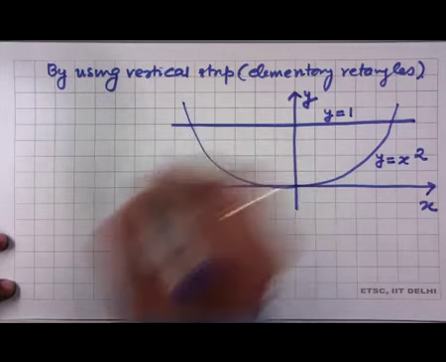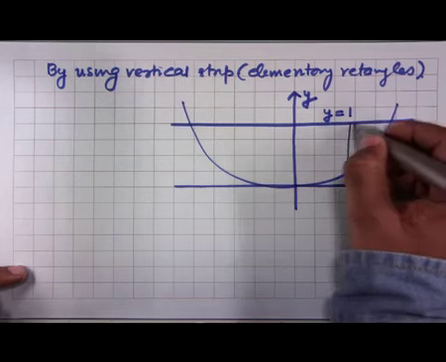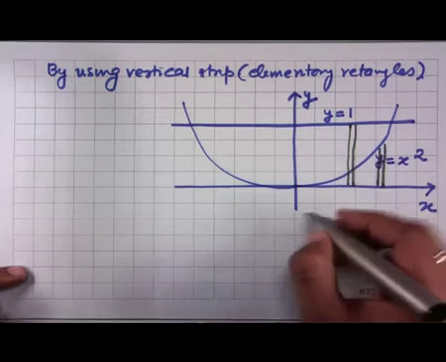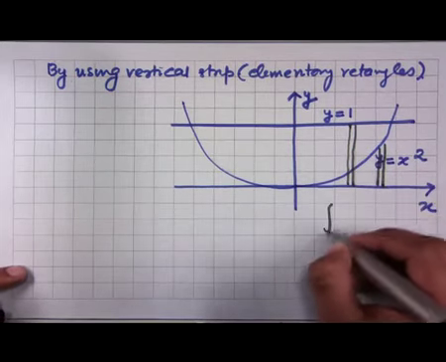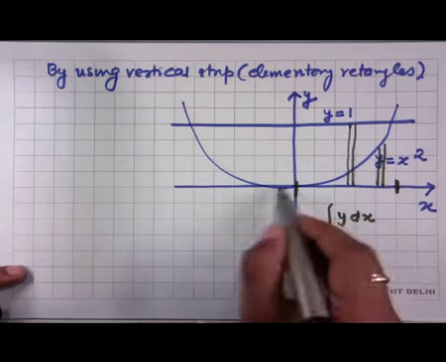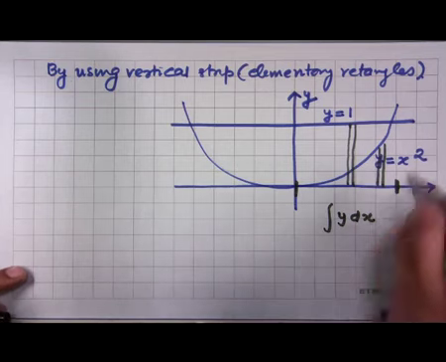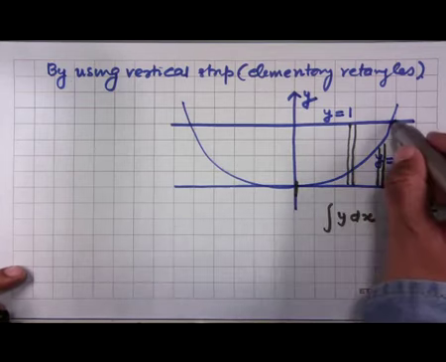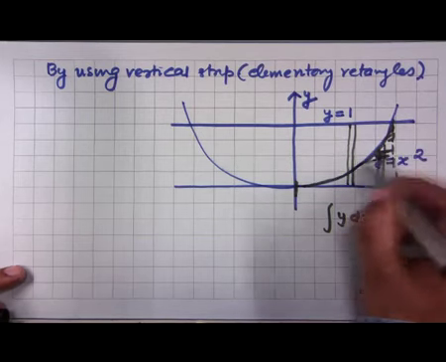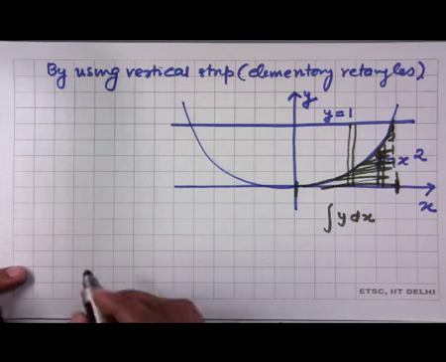So, if you take a vertical strip, what problems will occur? By integrating y dx from here to here, or even by multiplying it by 2, you will not get the required area, because y dx, if you apply it for this parabolic region, gives this area, which is not the required area. So, how to use this vertical strip to compute the area?